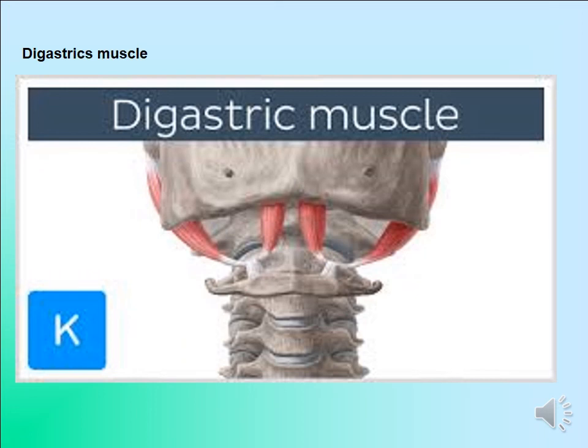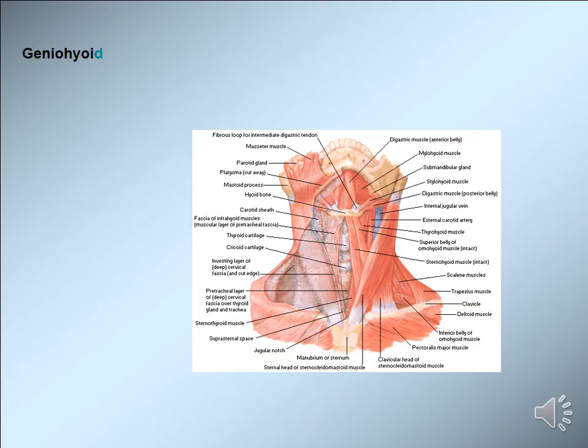The digastric muscle. We have two digastric muscles that are joined by the digastric tendon. These are the anterior and posterior digastric muscles. Geniohyoid muscle is one of the suprahyoid muscles, with its origin from the inferior genial tubercle and insertion in the upper part of the body of the hyoid bone, forming part of the floor of the mouth.